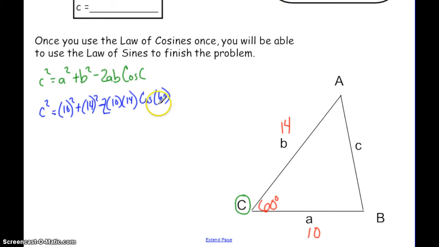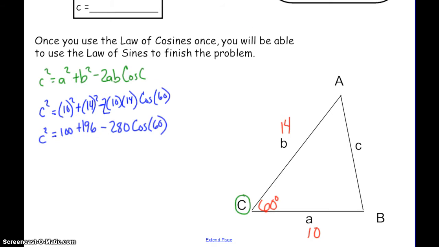So when I do what I know here, I know 10 squared is 100, 14 squared is 196, 2 times 10 times 14 is 280, cosine 60. I don't know that off the top of my head. You probably don't, and you haven't learned that yet, so we won't plug that in.